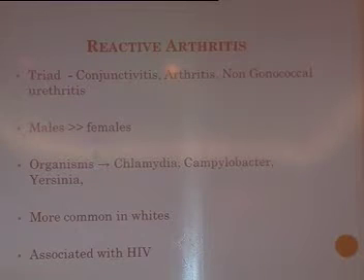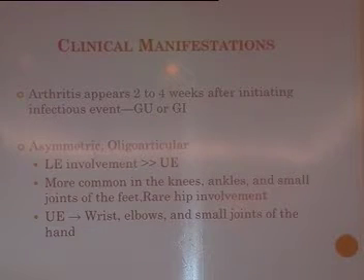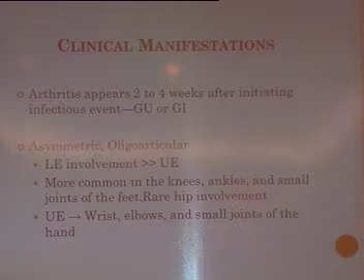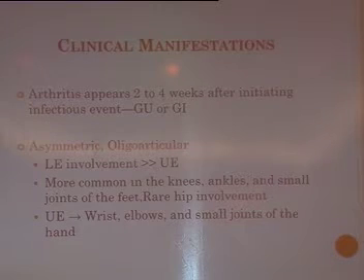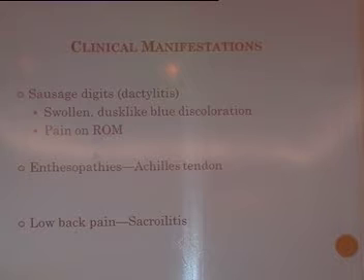Coming to reactive arthritis, also referred to as Reiter syndrome, the triad includes conjunctivitis, arthritis, and uveitis. Again, it is more common in males. The responsible organisms are chlamydia, campylobacter, yersinia, also salmonella and shigella. Again, more common in whites. Clinical features sometimes start 2 to 4 weeks after the initiating infective event of the genitourinary tract or GIT. Again, asymmetrical, lower extremity is more involved as compared to the upper one, and in the lower limb we find knees and ankles involved. Hip is rarely involved. In the upper limb, wrist, elbows, and small joints are involved.